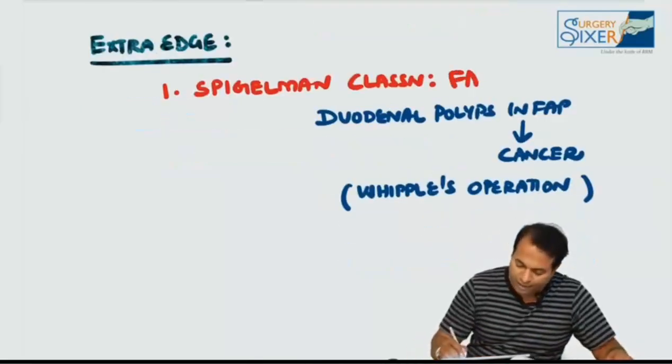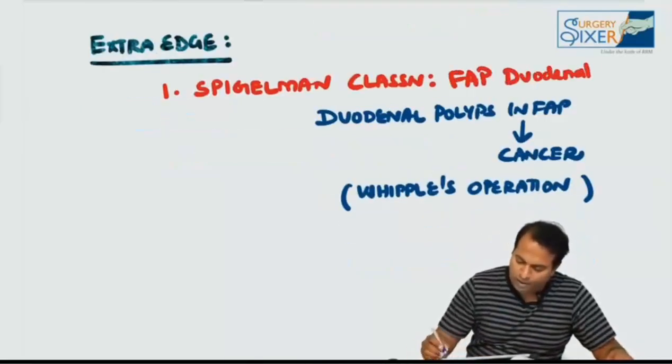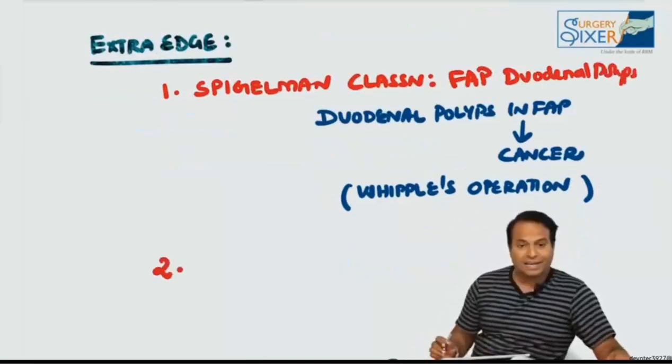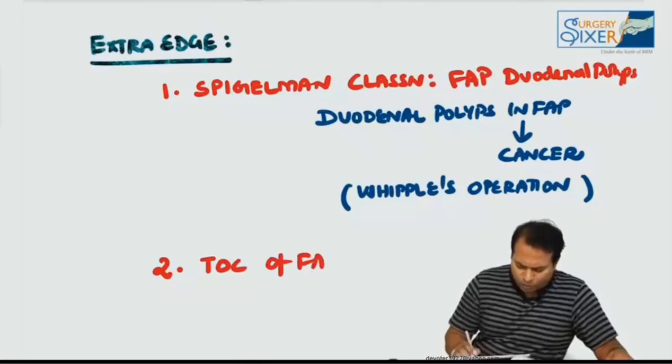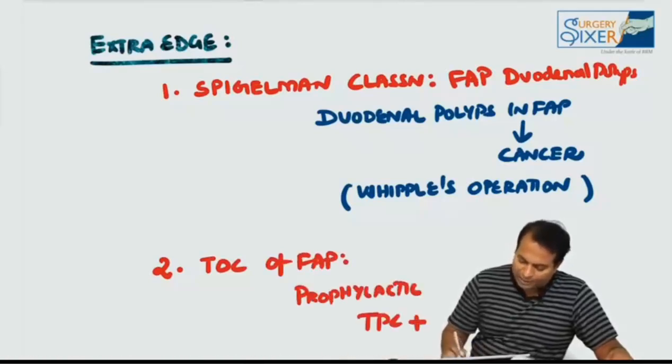For FAP duodenal polyps, remember the heading alone: that is a classification known as Spiegelman classification. So what is the treatment of choice for FAP? I told you, the answer is prophylactic total proctocolectomy with ileal pouch anal anastomosis.